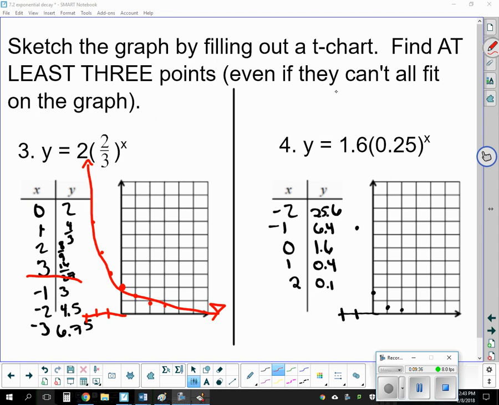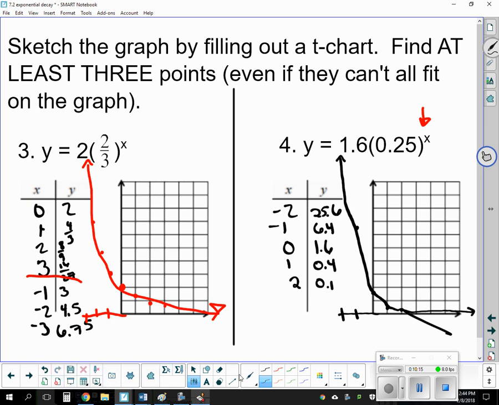Okay, -2 was way far off my graph, so I just plotted from -1 down to 2. Now, sometimes students will assume that this is going to happen, but let's try plugging in 10. So 1.6 times 0.25 to the 10th power. And if you do that, you get a very, very small number. It's in scientific notation, but it's positive. So this actually will keep getting closer and closer to 0, but it won't actually go into the negatives there.